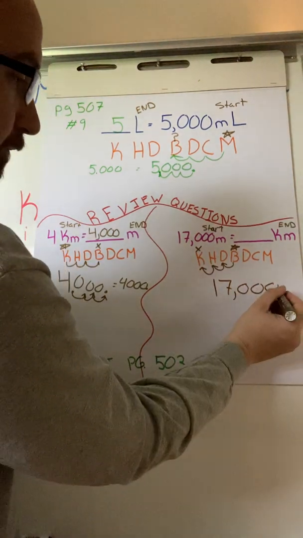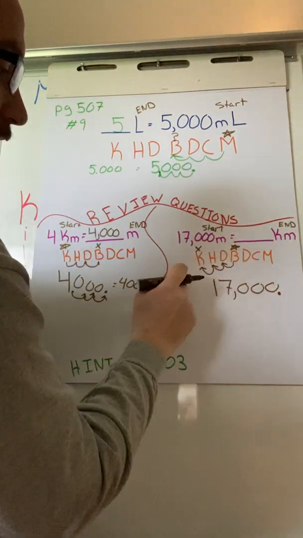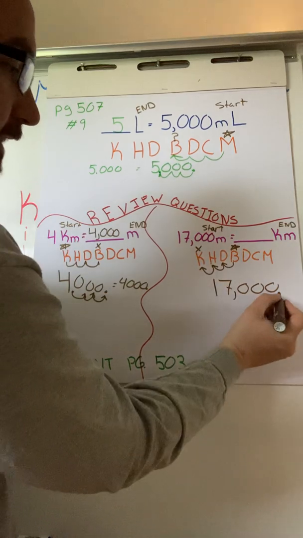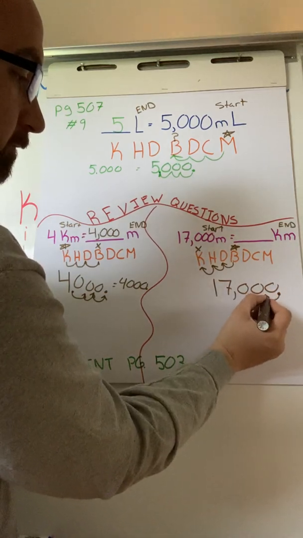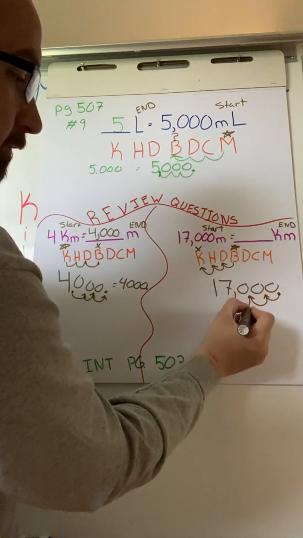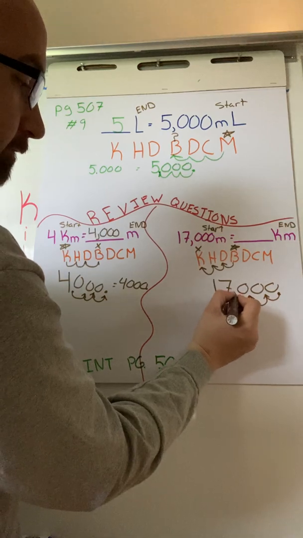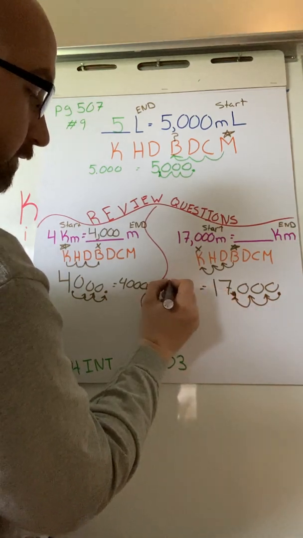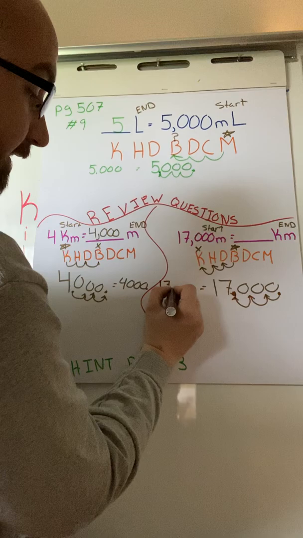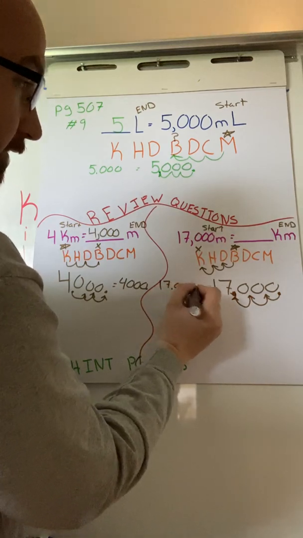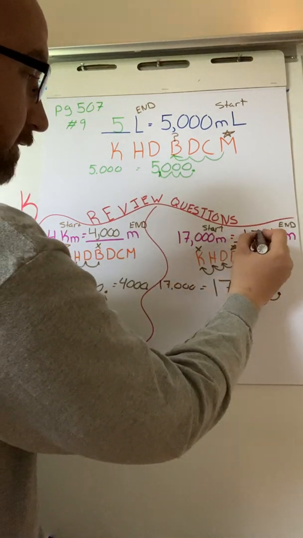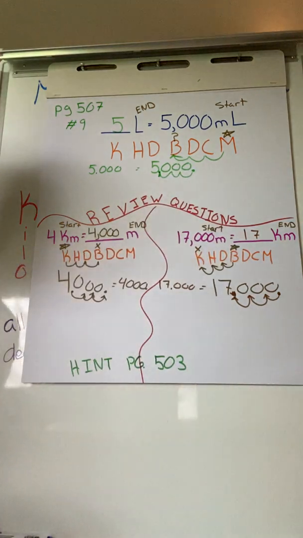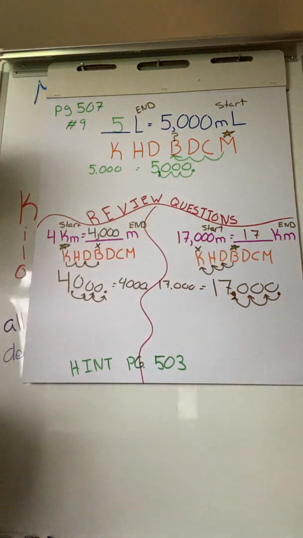No decimal, so I put it at the end. And I have to move it 3 places to the left this time. 1, 2, 3. So this equals 17.000 or just 17 kilometers.